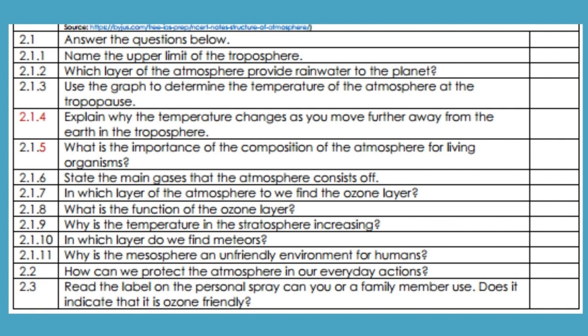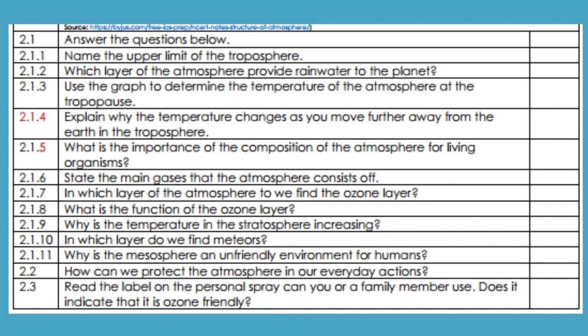2.1 Answer the questions below. 2.1.1 Name the upper limit of the troposphere. 2.1.2 Which layer of the atmosphere provides rainwater to the planet? 2.1.3 Use the graph to determine the temperature of the atmosphere at the tropopause. 2.1.4 Explain why the temperature changes as you move further away from the Earth in the troposphere. 2.1.5 What is the importance of the composition of the atmosphere for living organisms? 2.1.6 State the main gases that the atmosphere consists of.